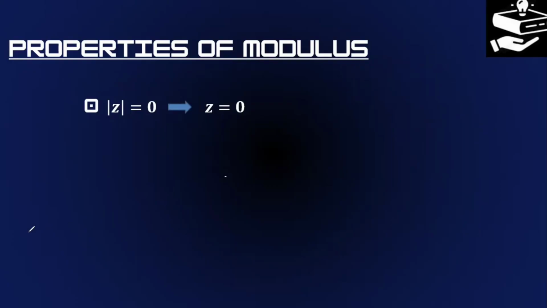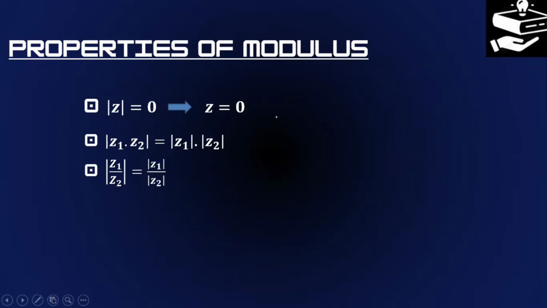The next property is saying mod of z1 times z2 is equal to mod of z1 times mod of z2. Similarly, for division we can say mod of z1 by z2 is equal to mod of z1 by mod of z2. You can take z1 equal to a plus ib and z2 equal to x plus iy, and you can put the values, you will be getting the same answer. Okay, you can check them.